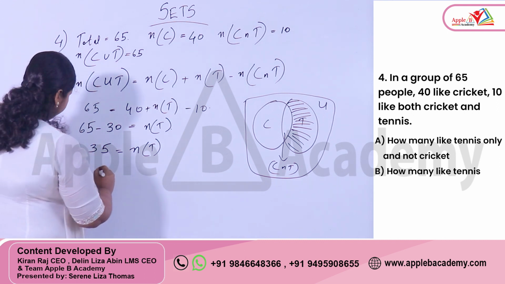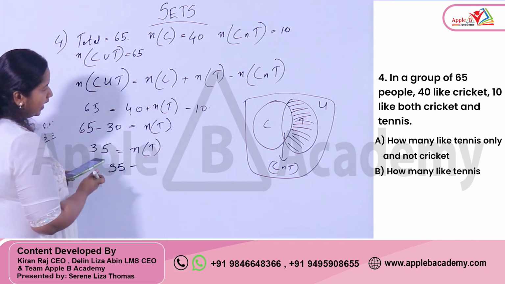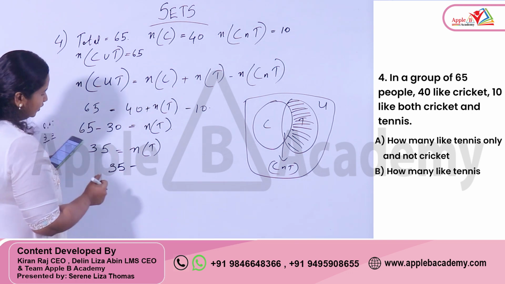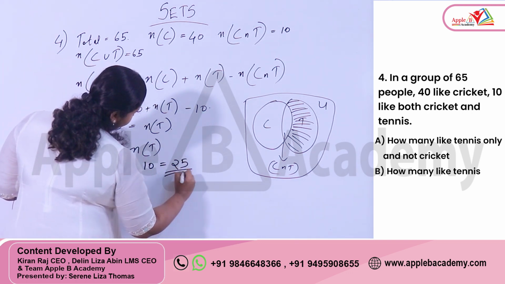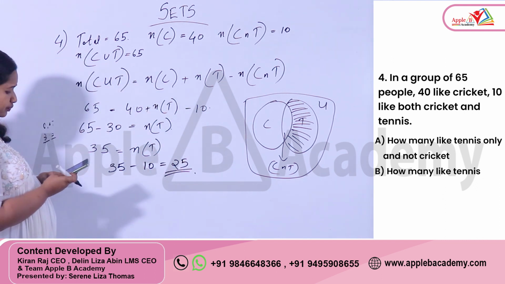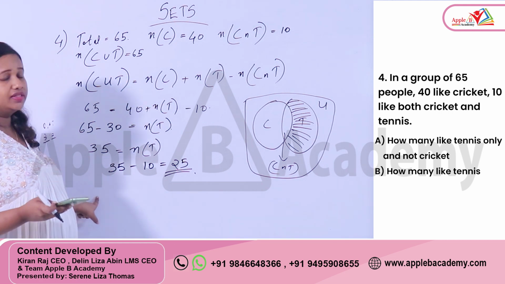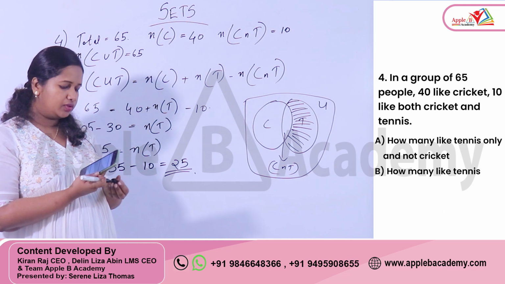For that, we need to subtract this common portion, which is 10. So 35 minus 10 is 25. That is the number of people who like tennis only and not cricket. I will just explain it once more.